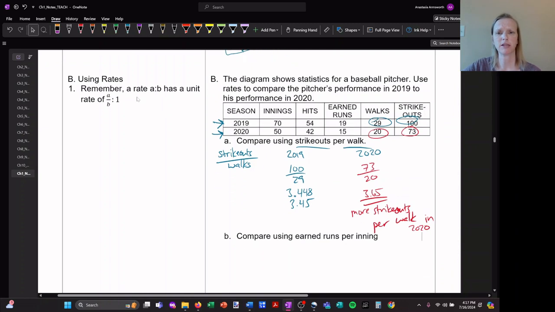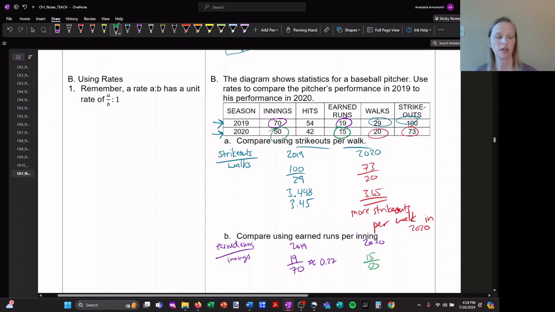Let's use a different statistic this time. Let's use earned runs per inning. So earned runs are going to be on top and innings are going to be on the bottom. And again, we're comparing 2019 to 2020. Earned runs are 19 and innings are 70. So 19 over 70 for 2019. And 19 divided by 70 is about, if you round it off, 0.27. And if we look at 2020, I'm going to use earned runs of 15 and innings of 50. So 15 divided by 50 is 0.3.